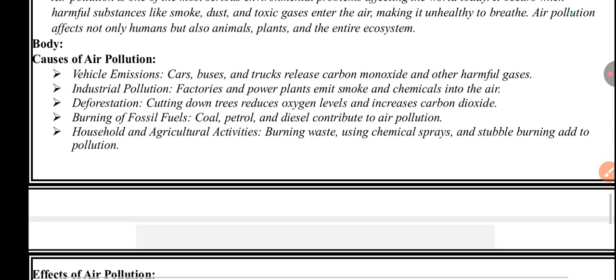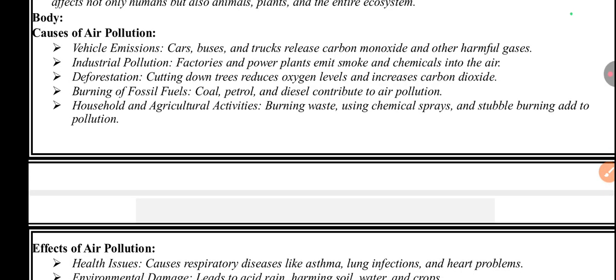Body. Causes of air pollution. Vehicle emissions. Buses and trucks release carbon monoxide and other harmful gases. Industrial pollution. Factories and power plants emit smoke and chemicals into the air. Deforestation. Cutting down trees reduces oxygen level and increases carbon dioxide. Burning of fossil fuels. Coal, petrol, diesel contribute to air pollution. Household and agricultural activities. Burning waste, using chemical sprays, and stubble burning add to the pollution.